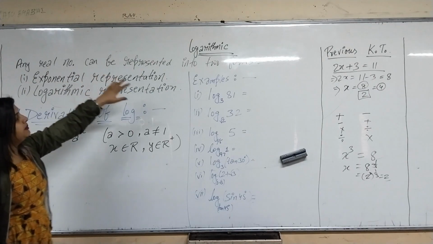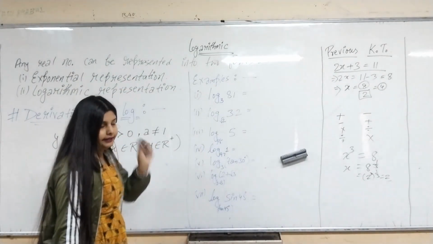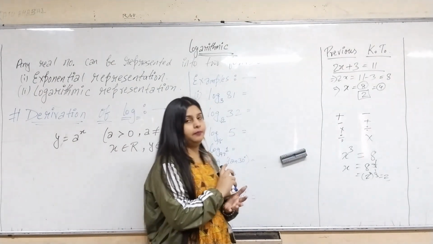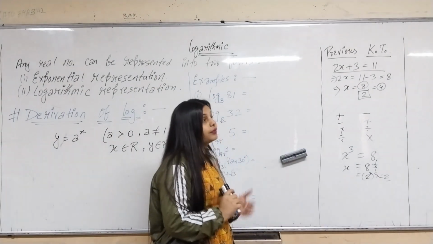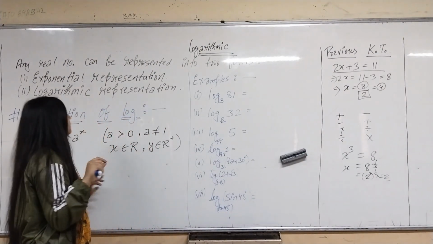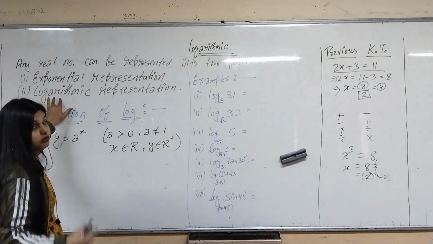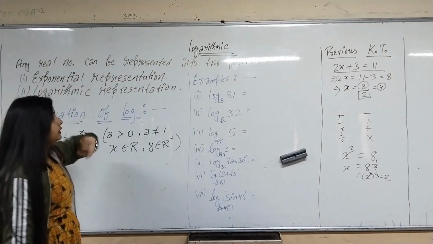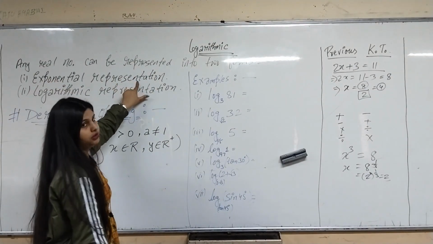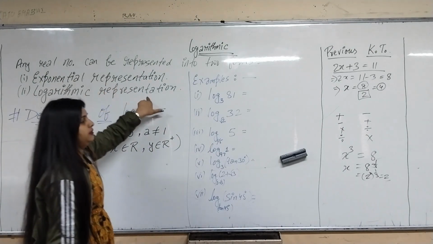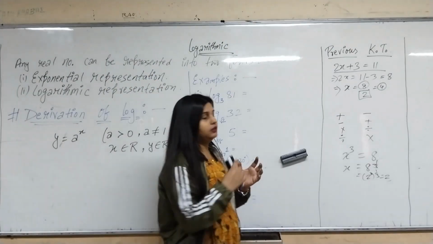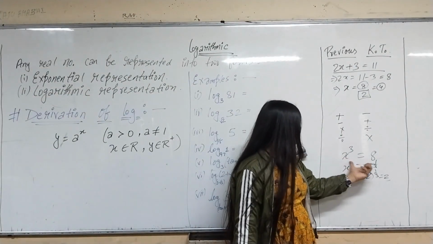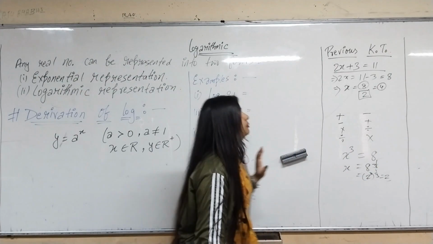Any real number can be represented in two forms. Real number means what? Any number that can be represented on the number line. So any real number can be represented in two forms: exponential representation or logarithmic representation. Exponential representation we are already familiar with. We are going to have the logarithmic representation.